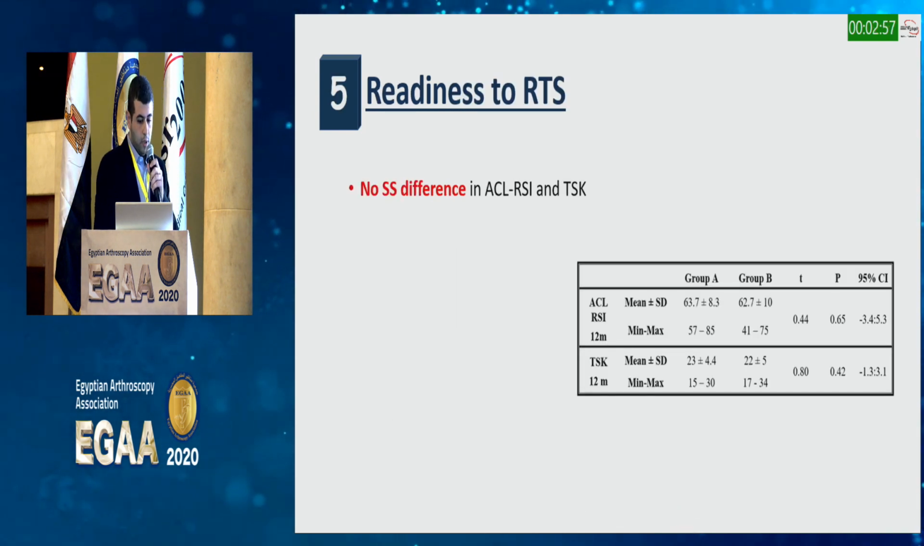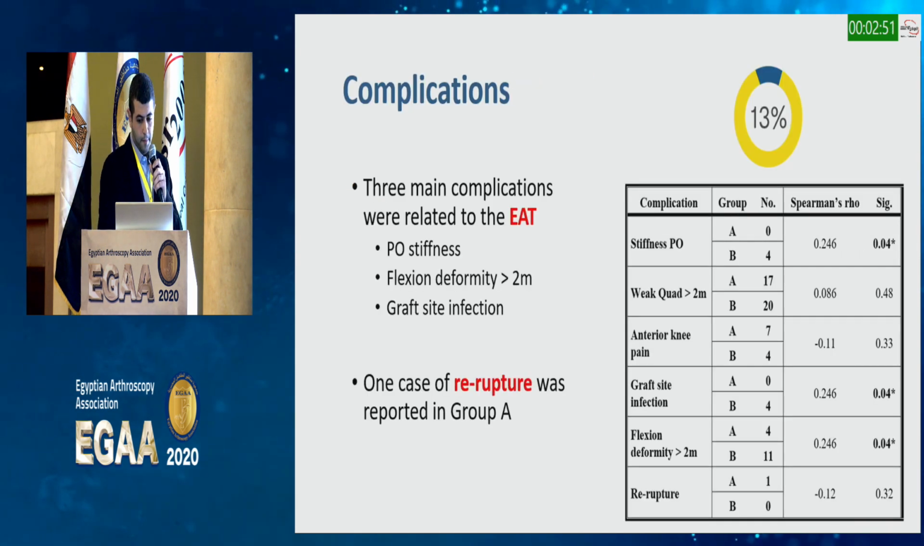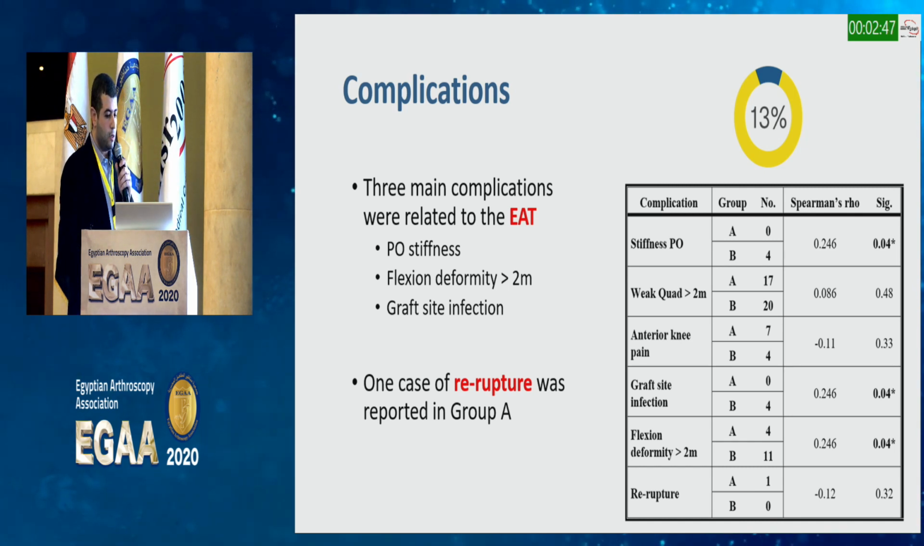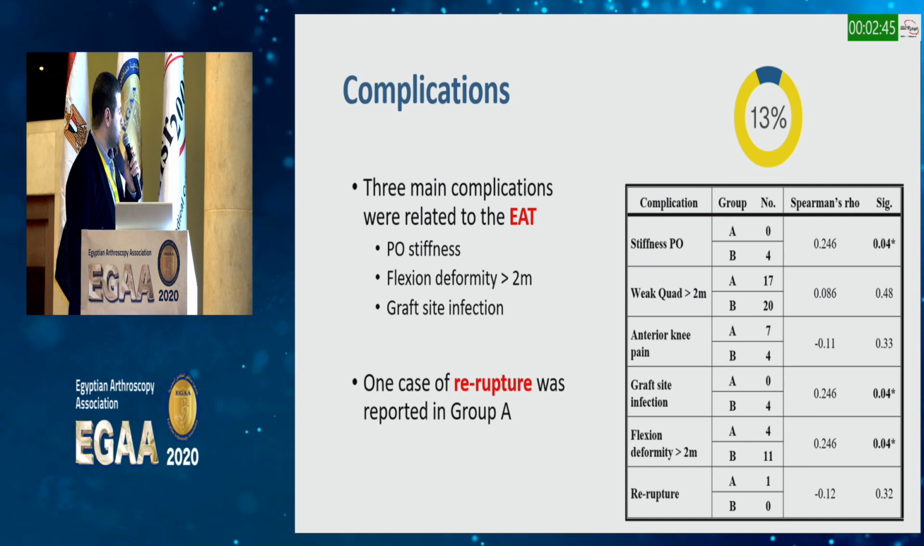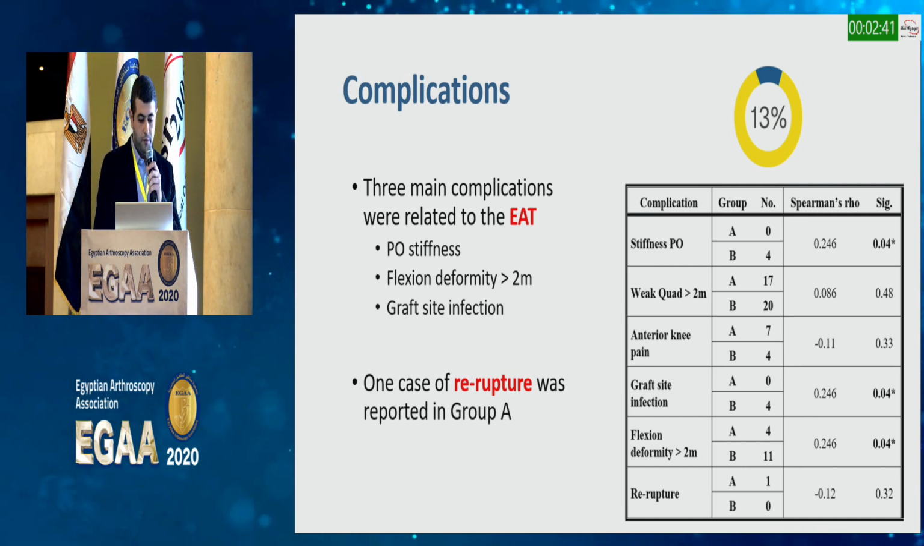Regarding return to sport, there was no difference between the two groups, and regarding the post-operative activity, no difference between the two groups. For the complications, we have 3 main complications linked to the extra-articular tenodesis group: post-operative stiffness, flexion deformity, and graft site infection. We have 1 case of re-rupture of the graft. It happened in Group A, and it was a traumatic case.